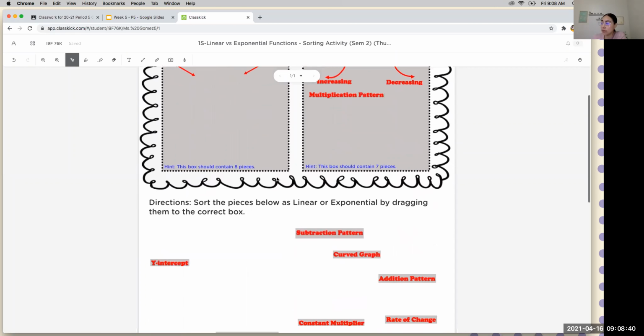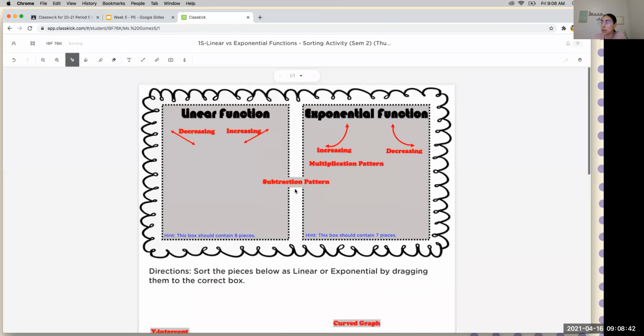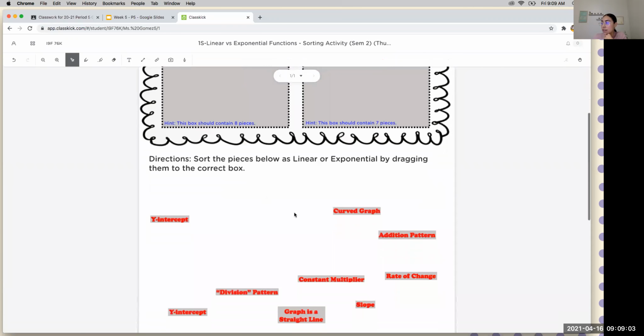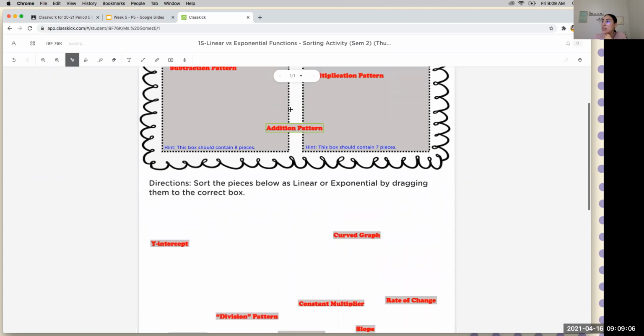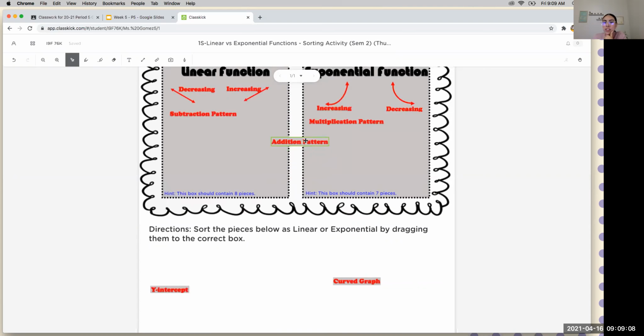What about this one here, a subtraction pattern? Thumbs up linear, clap exponential, a subtraction pattern. Good job. Yes, a subtraction pattern is linear. Very good. Well then, since I looked at that subtraction pattern, what about the addition pattern? Thumbs up linear, clap exponential.